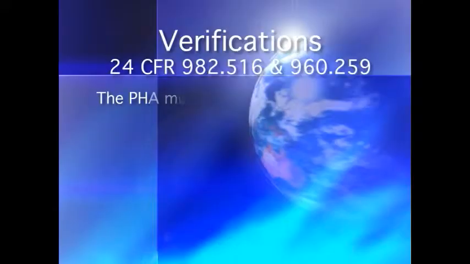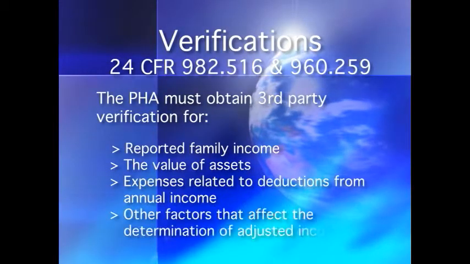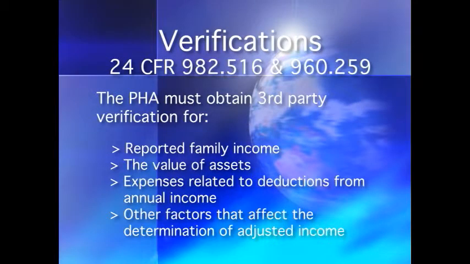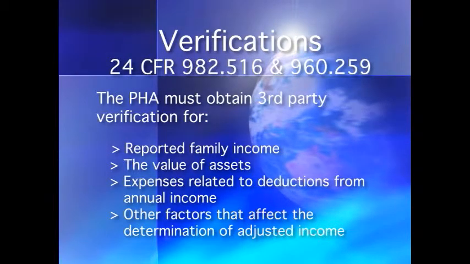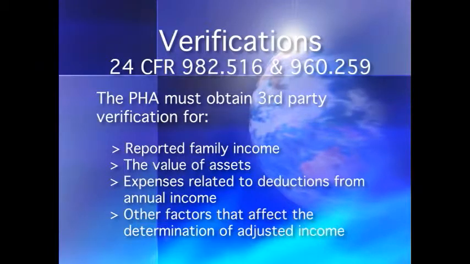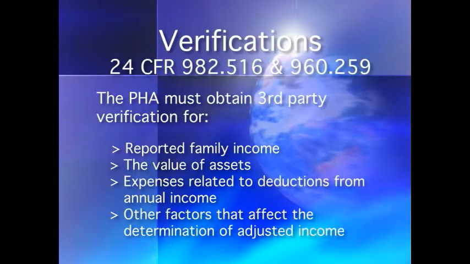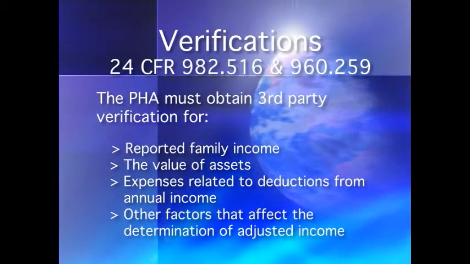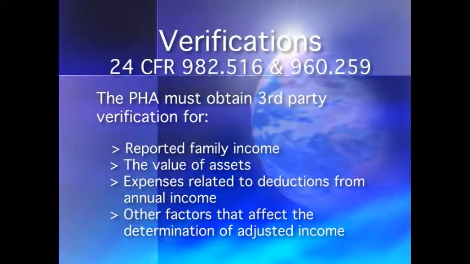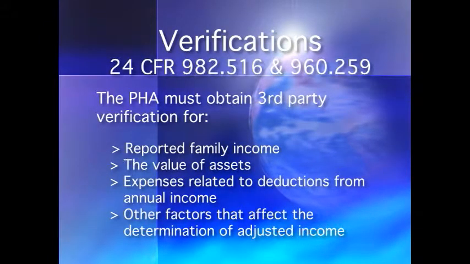Accurate determination of income, eligibility, allowances, and family rent can only occur with full verification of all factors related to the household income and family circumstances. The PHA must obtain third-party verification for any reported family income, the value of all assets, any expenses related to the deductions from annual income, and then any other factors that will affect the determination of adjusted income.